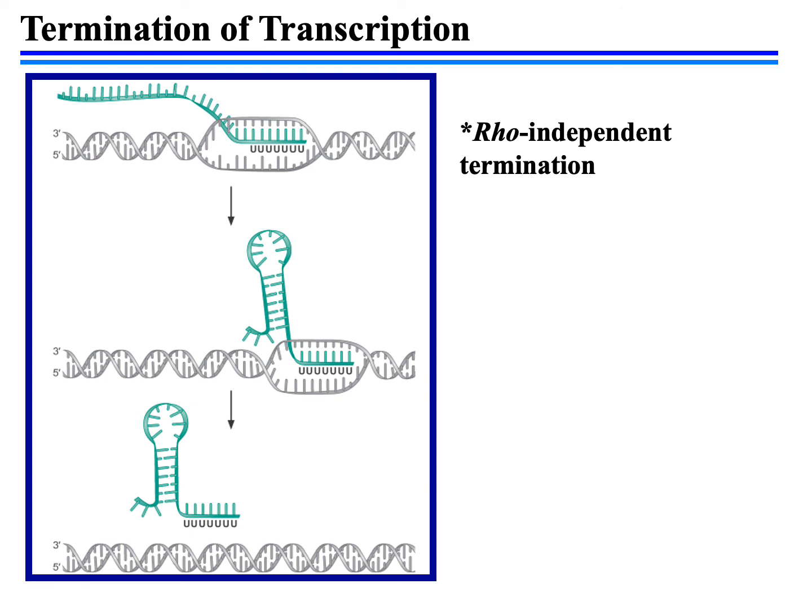So as the hairpin forms, because of the stretch of A's and U's that follows it is very weak, that hairpin forming essentially pulls the RNA out from under the polymerase. And then this causes a complete dissociation of the complex. So essentially the RNA that's being synthesized is pulled out from the polymerase, then falls off, and transcription is terminated. Pretty straightforward mechanism.